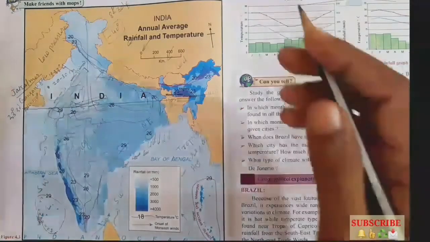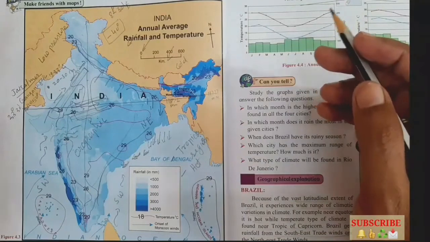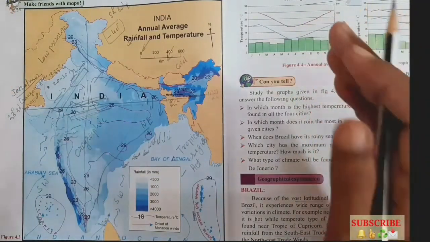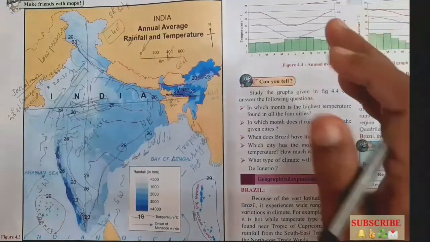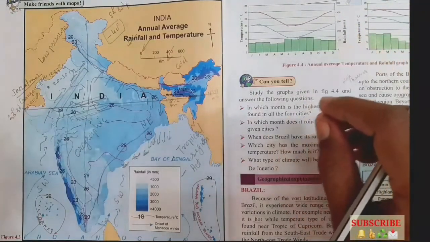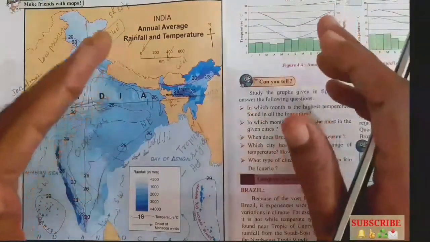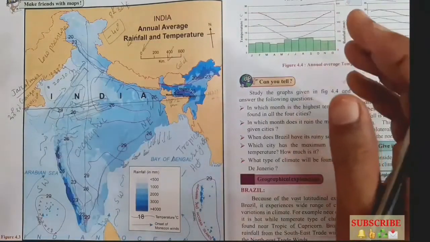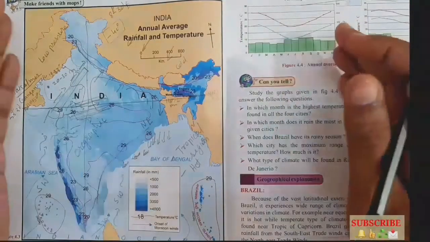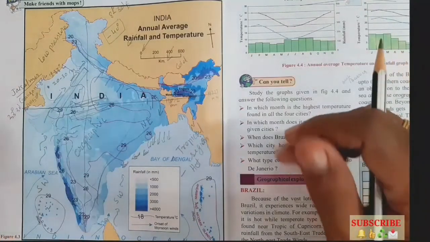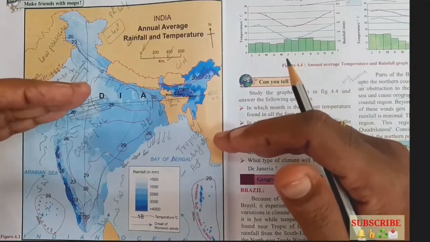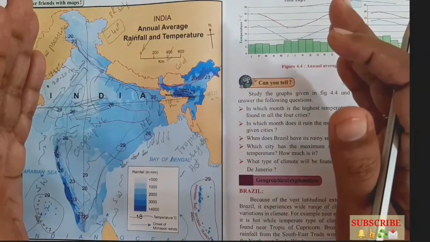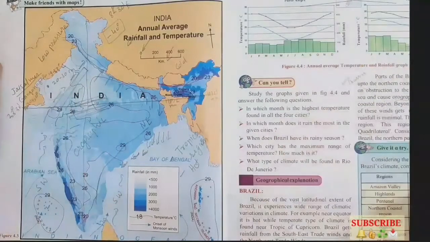Okay, students, there are 4 seasons according to the Indian Meteorological Department. The first one is the hot weather season. The second one is the season of rainfall, that is monsoon. The third one is the season of retreating monsoon. And the fourth is the cold weather season. So these are the 4 major seasons in India according to the Indian Meteorological Department. Have you understood this much?